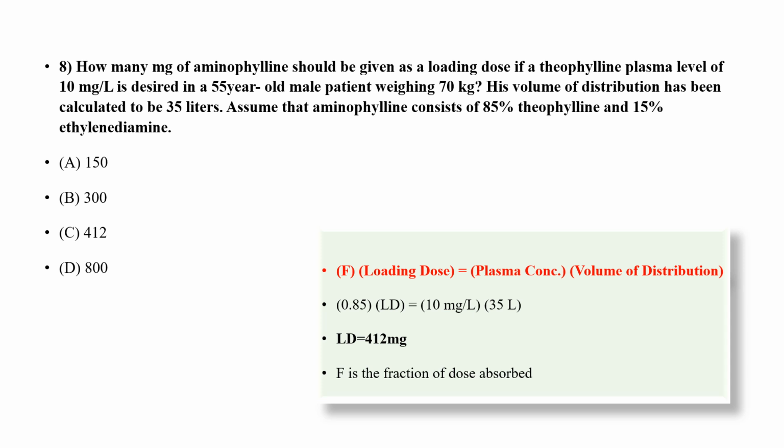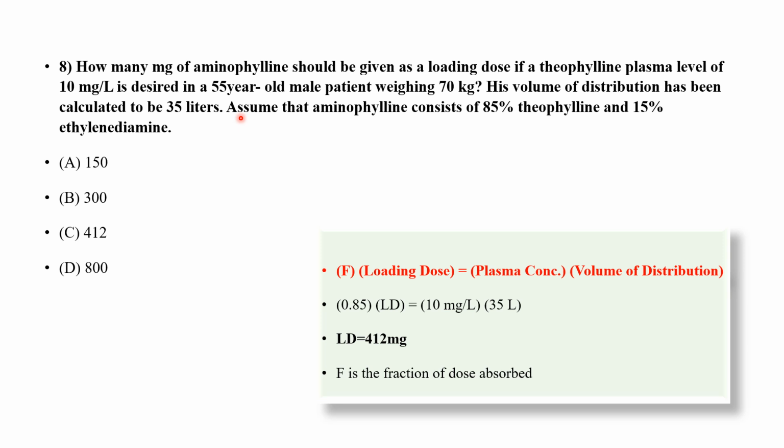So in order to calculate the loading dose, the equation is F into loading dose is equal to plasma concentration into volume of distribution, or loading dose is equal to plasma concentration into volume of distribution divided by F. F is the bioavailable fraction. So here plasma drug concentration is 10 milligram per liter and the volume of distribution is given as 35 liters, and here one clue is given.